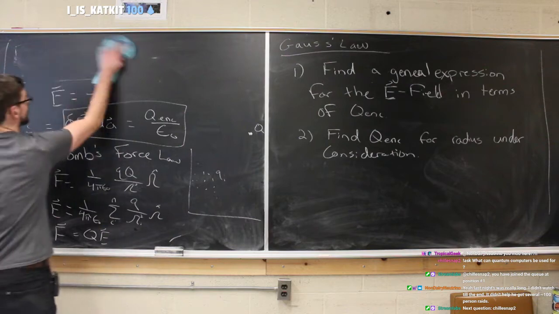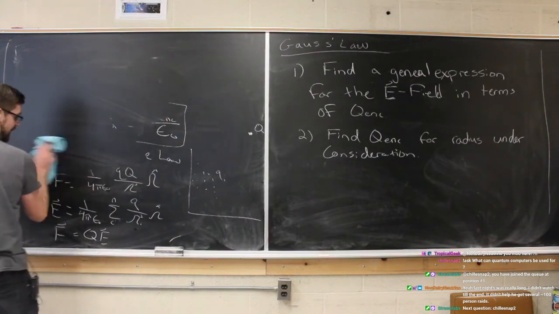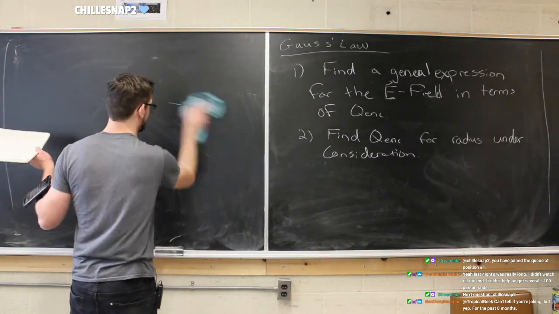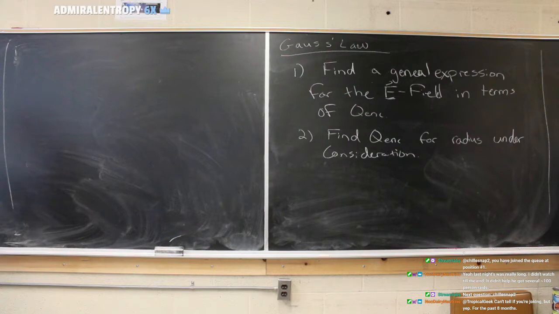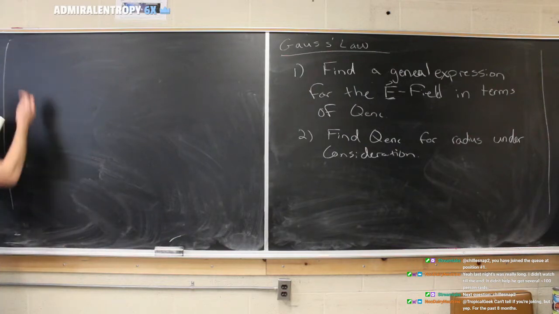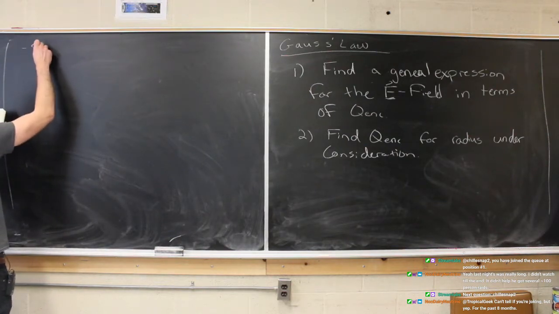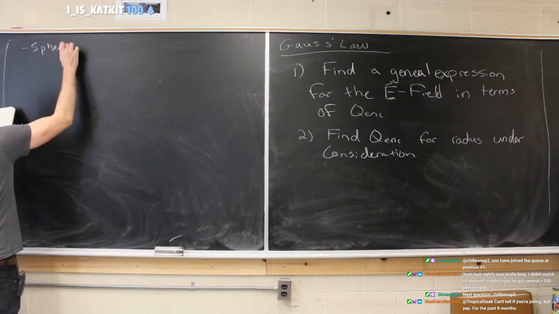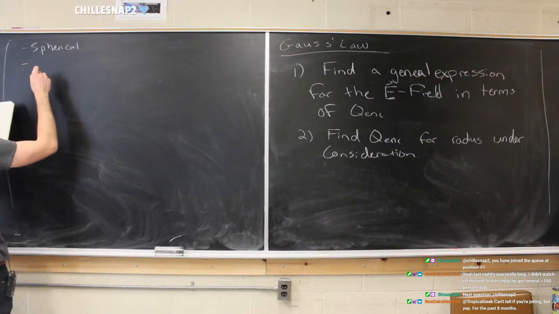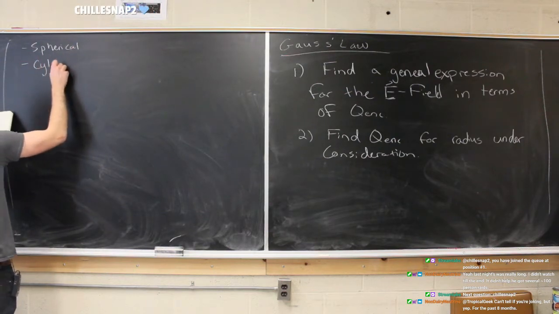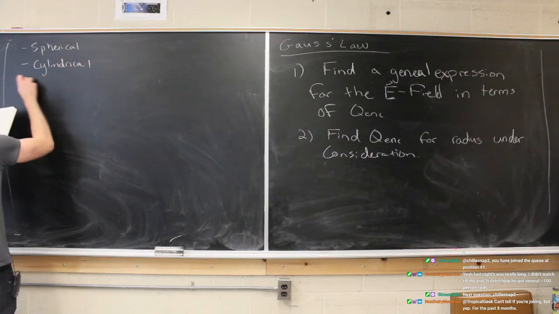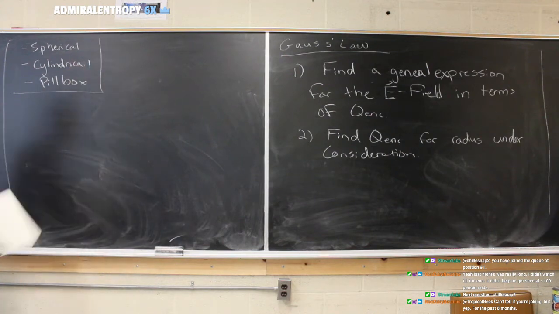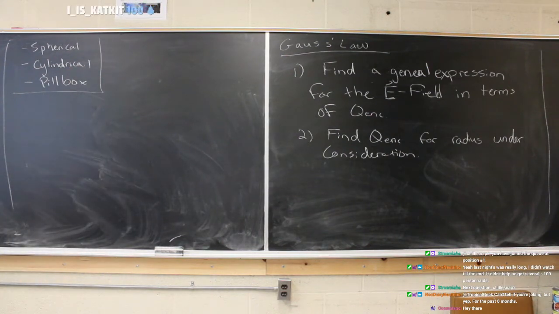Which brings us to the next step. What type of symmetries do we want to take advantage of? Like I said, Gauss's law is about symmetries. Griffiths says there are only 3 symmetries to consider. The 3 symmetries are, namely, spherical, cylindrical, and a pillbox. We'll do more of these once we're done with the example, but right now, let's solve an example.